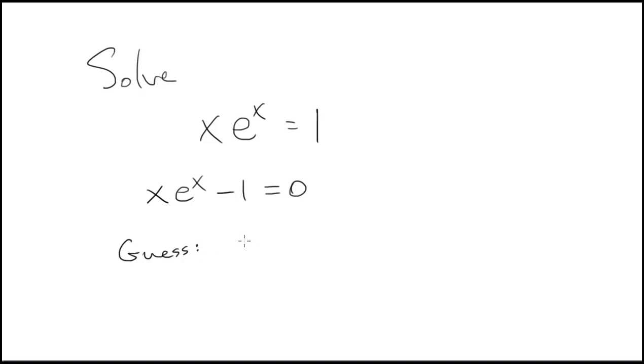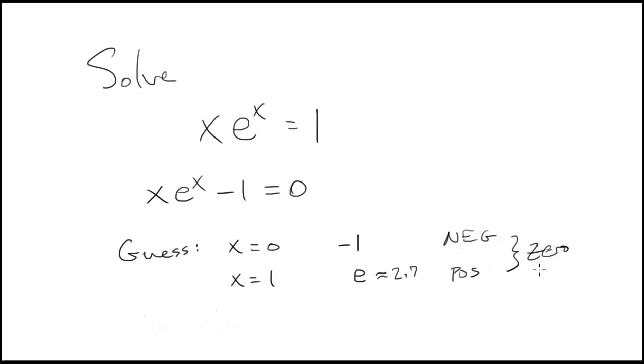Now I just have to prime it with a guess. So I'll try 0. That gives me a -1. If I try 1, I get e minus 1. E is 2.7. E minus 1, that's still 1.7. Negative at 0, positive at 1. In between, it's got to be 0. So I might make initial guess halfway. So I'm going to guess 1/2 as my initial guess.